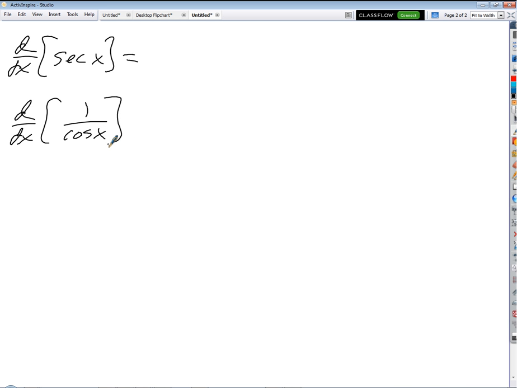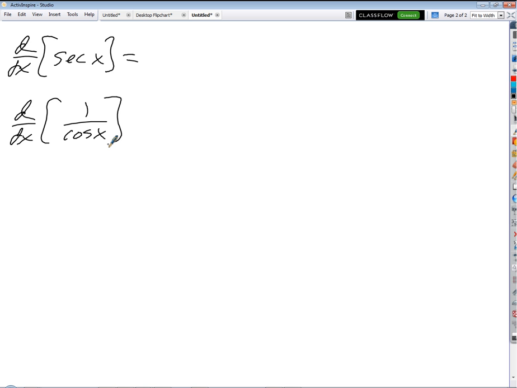Okay, so do I want to use the quotient rule there? No. You're right. I do not, because I don't have a quotient of functions. I've got a constant on the top. So what do I do instead? It's kind of tricky. It would be like cosine x to the negative.